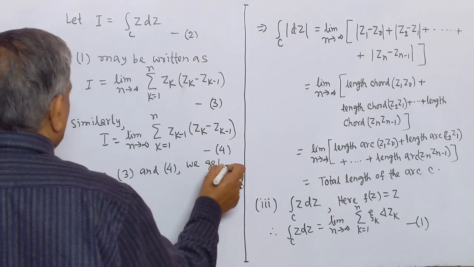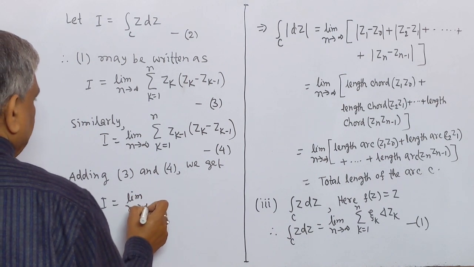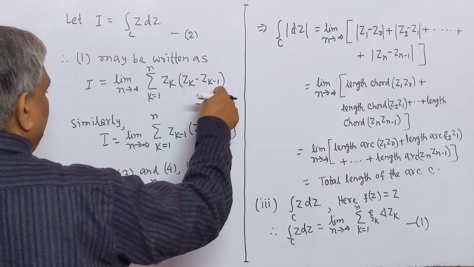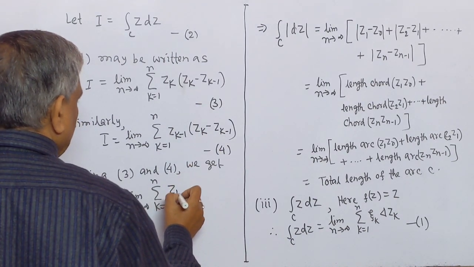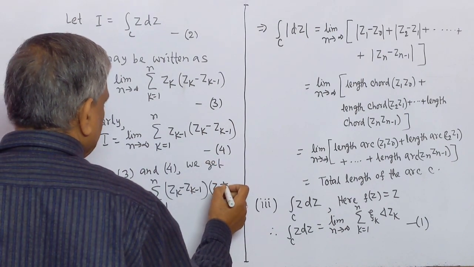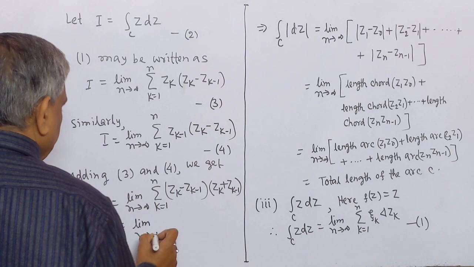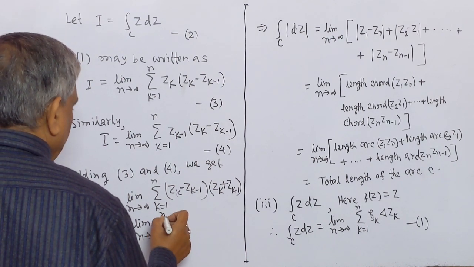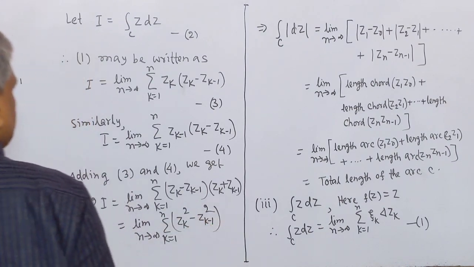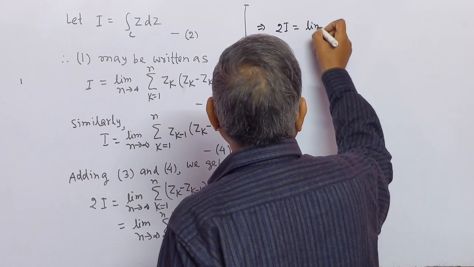we get I plus I, 2I, equal to limit n tends to infinity sigma k equal to 1 to n. Here we see z_{k-1}, here also the same, we take common z_{k-1}, here remains z_k, here remains z_{k-1}, equal to limit n tends to infinity sigma k equal to 1 to n, z_k square minus z_{k-1} square. This implies that 2I equal to limit n tends to infinity.